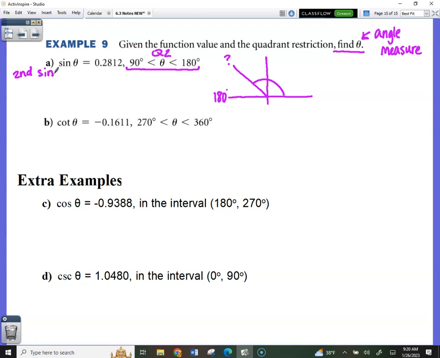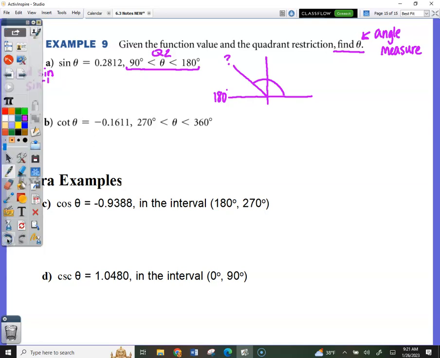What do you get? 16.3318, right? Okay, so let me make a note here. Sine inverse of 0.2812 gave me 16.3318. And that's an angle, right? Yes? Okay, is that my answer? How do I know it's not my answer?